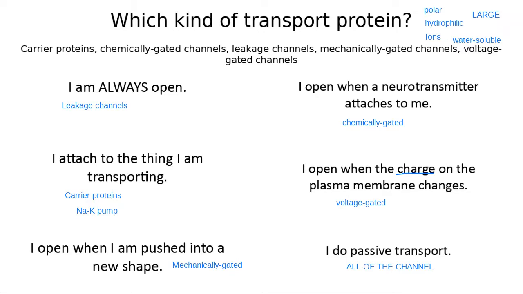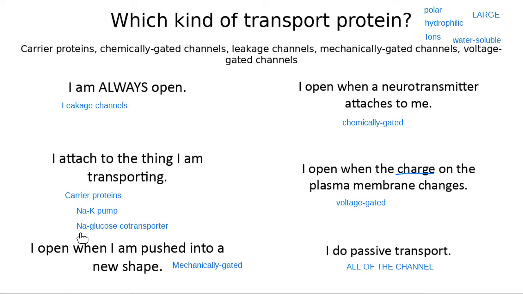The other example of a carrier protein that we talked about is the sodium glucose cotransporter. And remember, this was the one where sodium and glucose both attached to my protein, and then it opened up to the inside of the cell to bring both of these things inside.